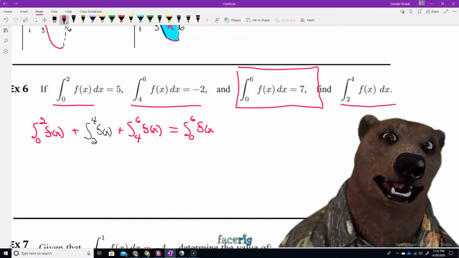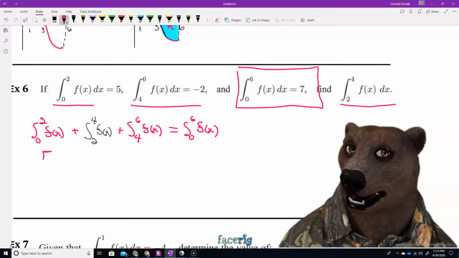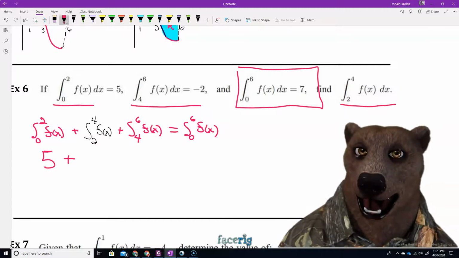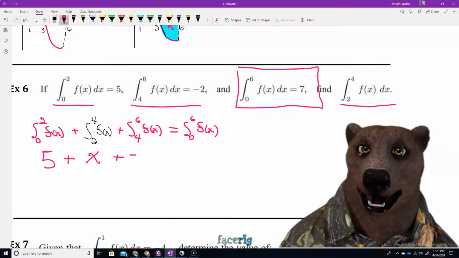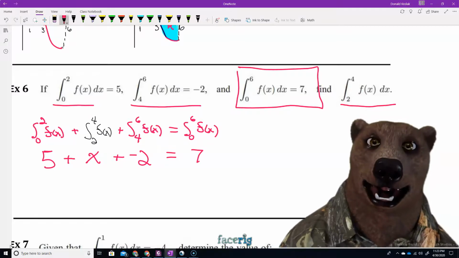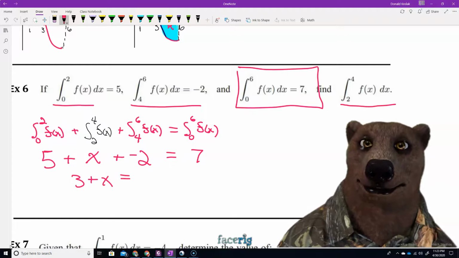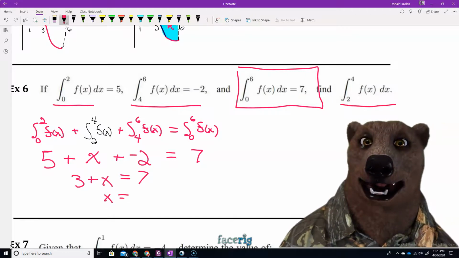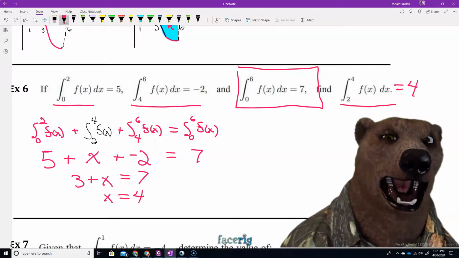So now I can just substitute in those values. So this is 5. Don't know what that is, so we'll just call it x. This is negative 2, and this is equal to 7. So that missing integral would have to have a value of 4.